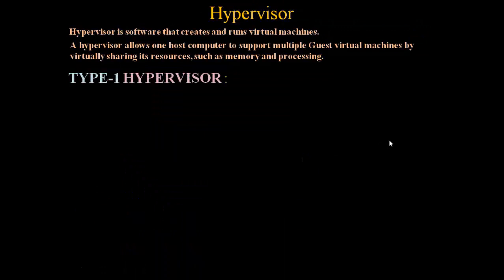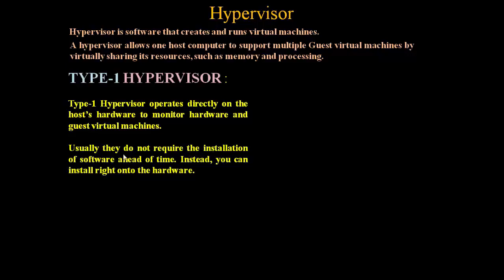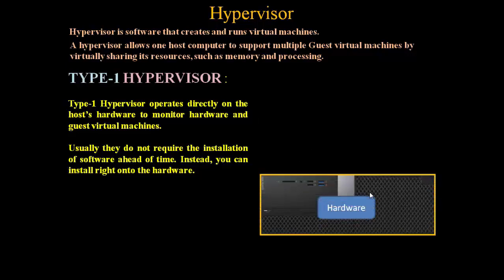As per the Type-1 hypervisor, this kind of hypervisor operates directly on the host hardware to monitor the hardware and guest virtual machines. Usually they do not require the installation of software ahead of time. Instead, you can install right onto the hardware. It means that, as we discussed previously, we have to install an operating system in between the hardware and hypervisor. But as per the Type-1 hypervisor, we are not installing an operating system on the hardware. Instead of that, we have to install the Type-1 hypervisor directly on the hardware. So once we see the architecture, then you can easily understand.